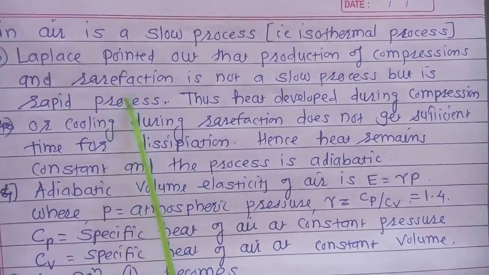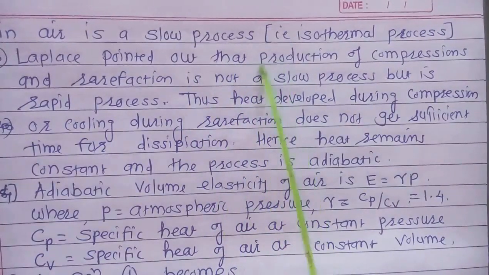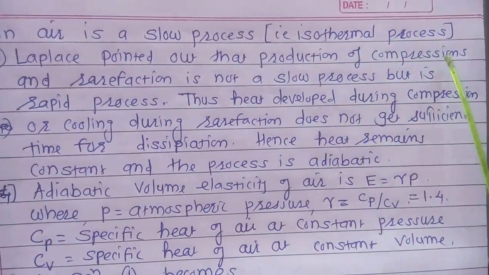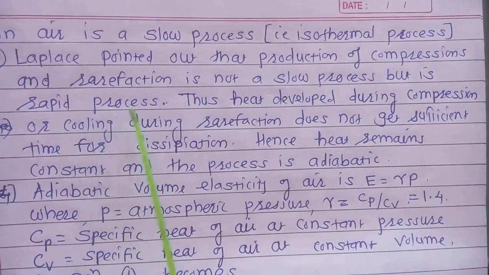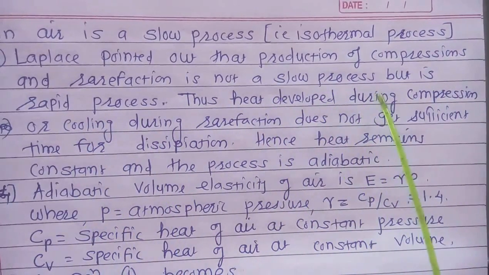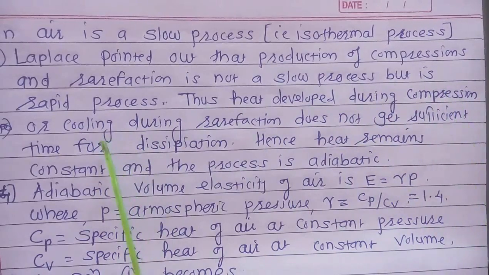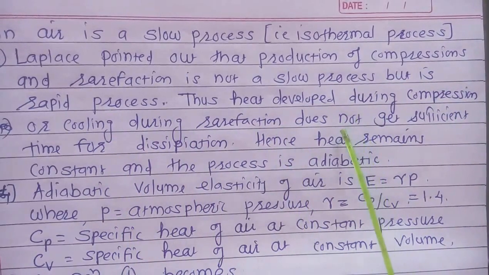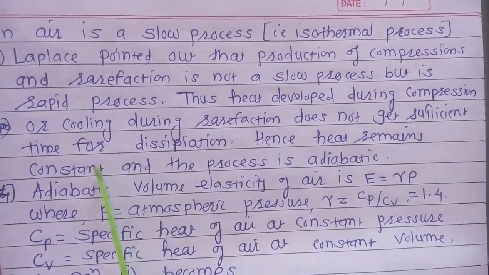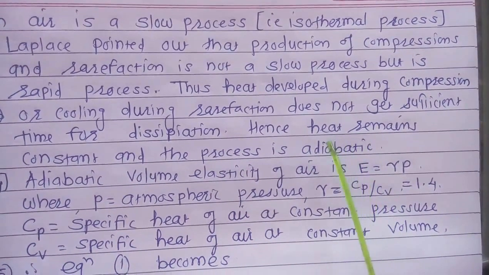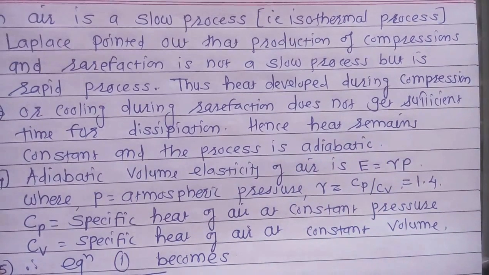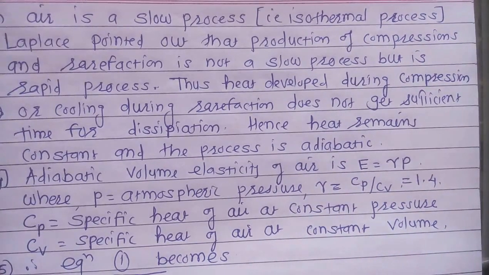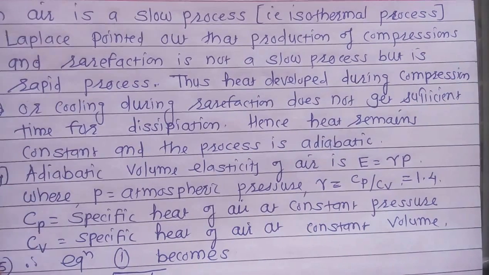बघा परत मी येथे रीड करतो. Laplace pointed out, म्हणजे निदर्शन आणून देणे, the production of compression and rarefaction is not a slow process, but it is a rapid process. Thus, the heat developed during the compression or cooling during the rarefaction does not get sufficient time for dissipation. Hence, heat remains constant and the process is adiabatic process. लक्षात घ्या, adiabatic process is a process in which the heat remains constant. Heat is neither given nor heat is taken.